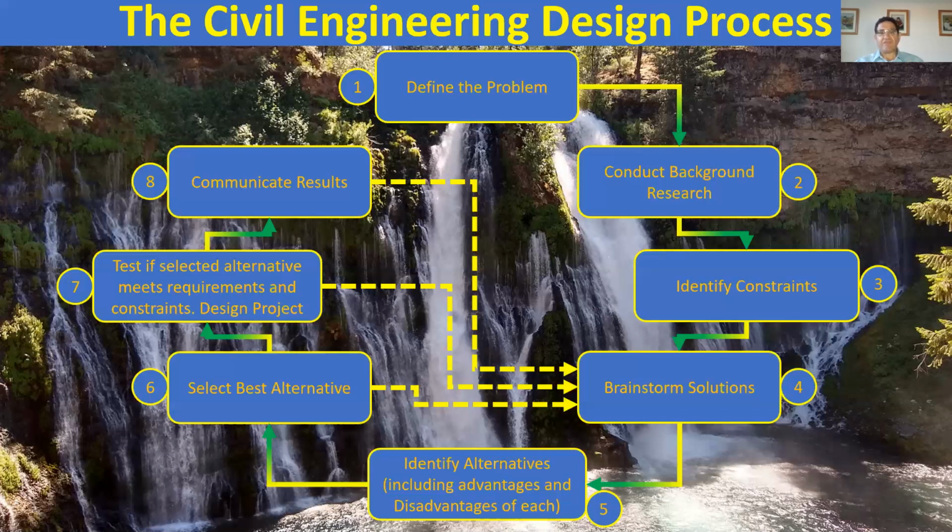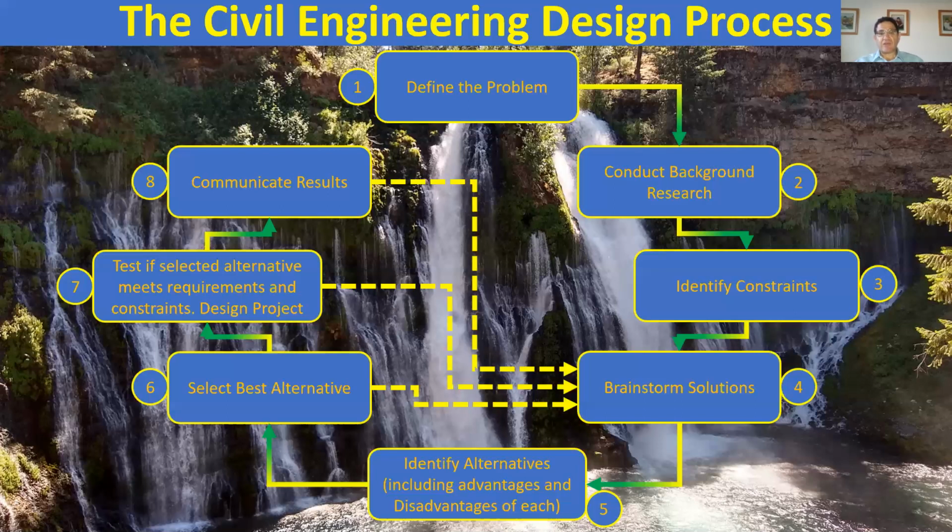In step 5 of the design process, an engineer will take all the information and ideas gathered in the previous 4 steps and develop as many alternatives as possible that can potentially solve the problem. The engineer will also create a list of advantages and disadvantages for each one of the brainstormed alternatives. In many projects, the preliminary design of the project starts during this stage.